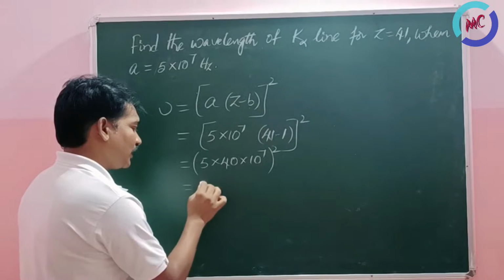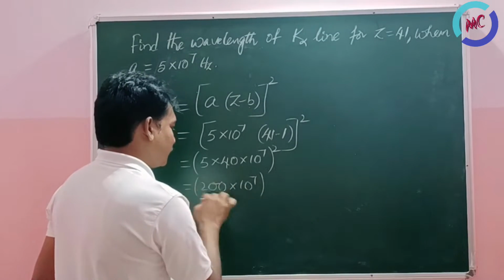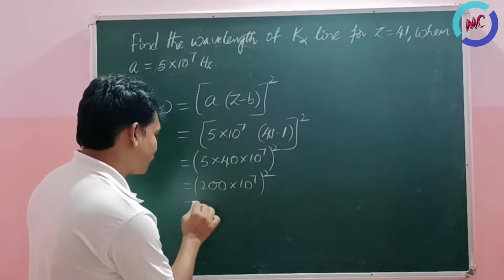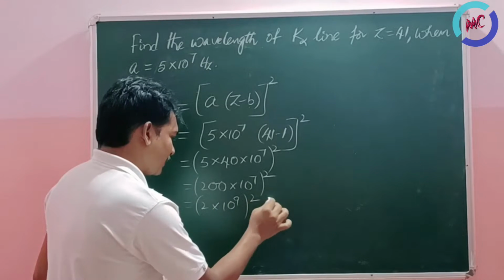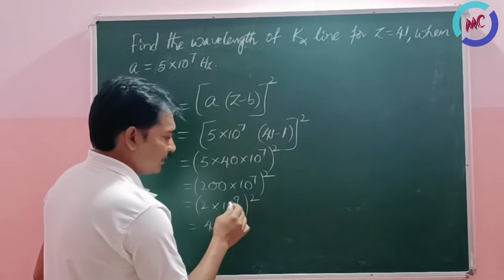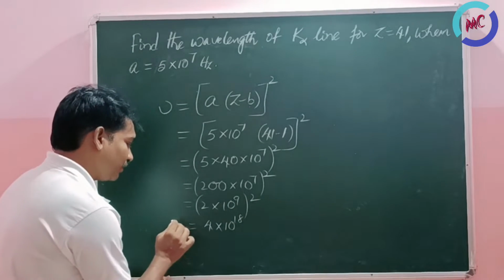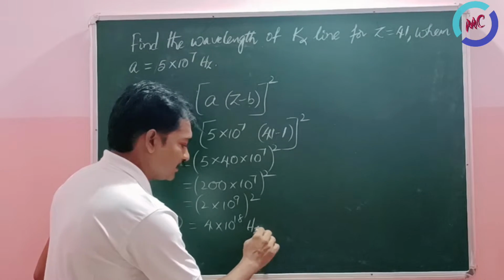5 40s are 200. And see here, if you write 200 in terms of powers of 10, then we will get 2 into 10 to the power of 9, whole square. 2 2s are 4, and 9 2s are 18, 10 to the power of 18. See here, the nu value is equal to 4 into 10 to the power of 18 hertz.